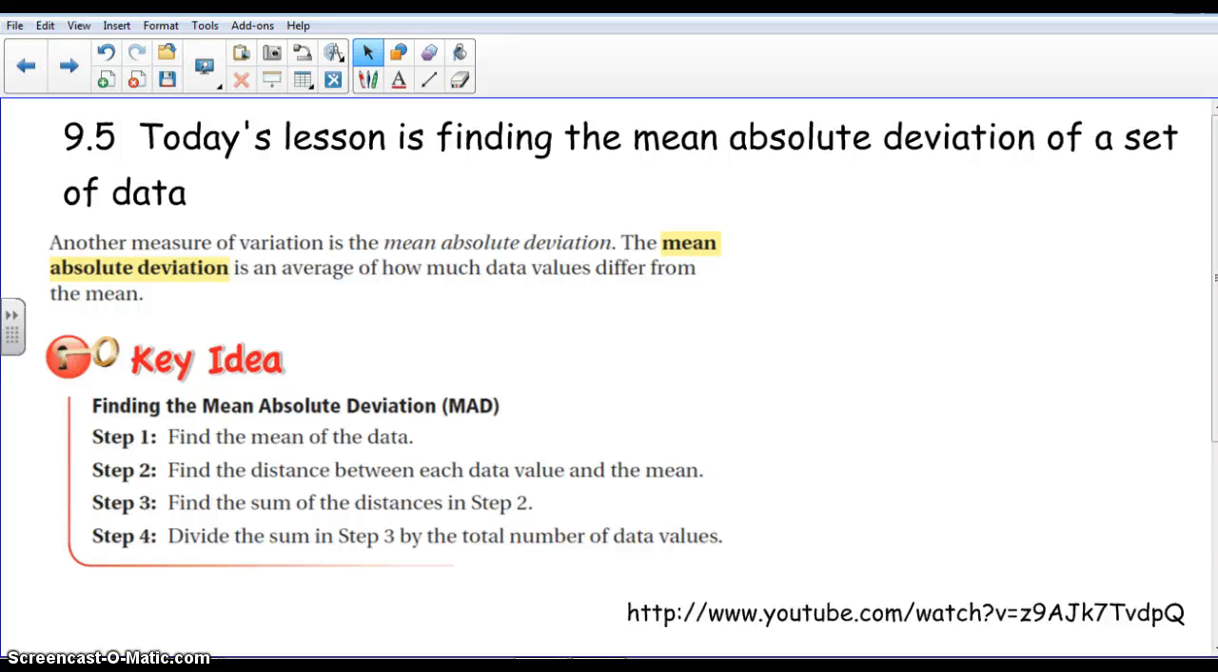Lesson 9.5, page 420 in your book. Today's lesson is finding the mean absolute deviation of a set of data. Another measure of variation in your data is the mean absolute deviation. The mean absolute deviation is an average of how much data values differ from the mean.